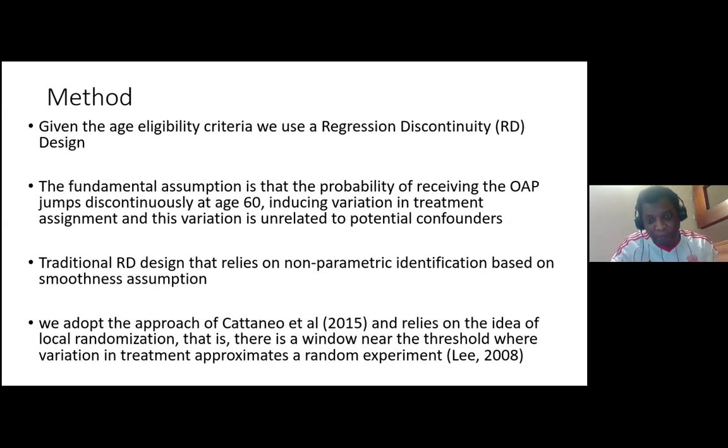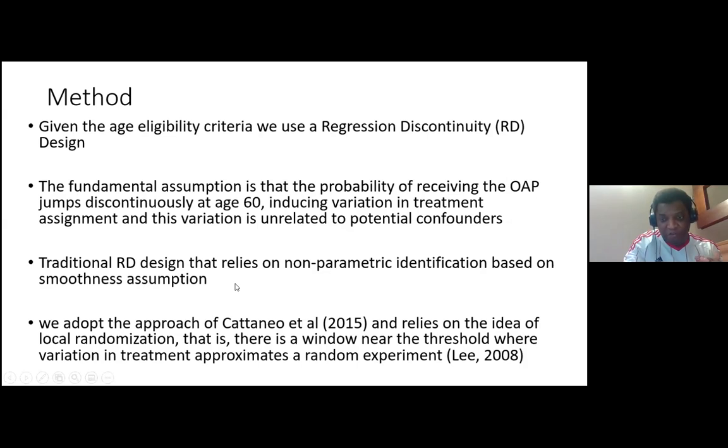If we assume that people just around that threshold have the same characteristics, that's the assumption that the traditional RD design is based on. The estimation relies on non-parametric identification. You do a non-parametric regression on either side of the threshold, and you can pick up a difference in your non-parametric regression curve at that threshold. That is one way to go about it.